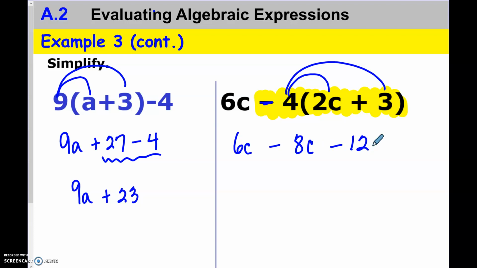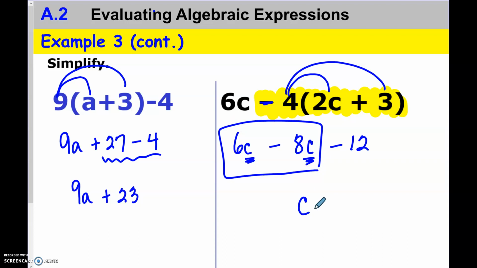So right now we have 3 terms, but can I simplify this? Are there any like terms? Well, this has a C and this has a C. So these two guys are like terms. So we keep our C and do our math. 6 minus 8 is a negative 2. So we have negative 2c, and don't forget about your constant, the negative 12. So we end up with two terms, negative 2c minus 12.